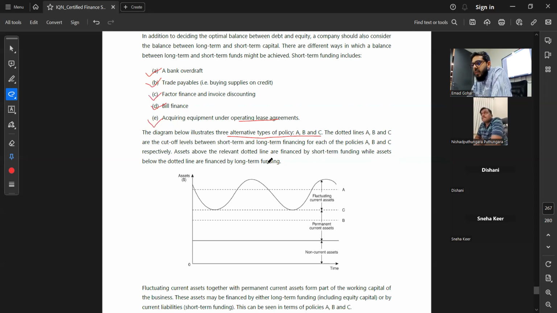So this is for each of the policies A, B, and C. So these are different policies A, B, C. This is time. And this is asset value. Okay. So if you see, they are saying this dotted line, this one, this dotted line. Assets above the relevant dotted line are financed by short-term funding, while assets below the dotted line are financed by long-term funding. So asset value.